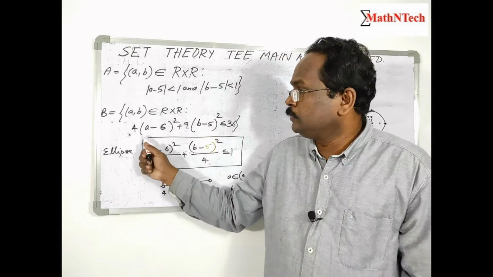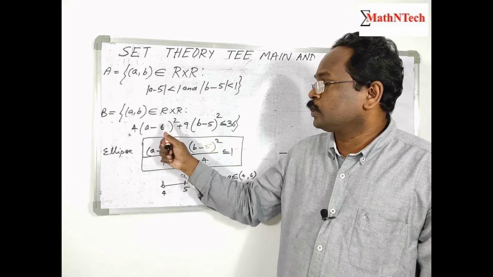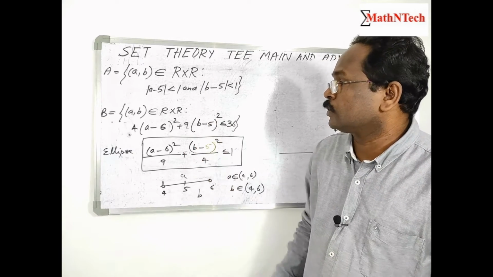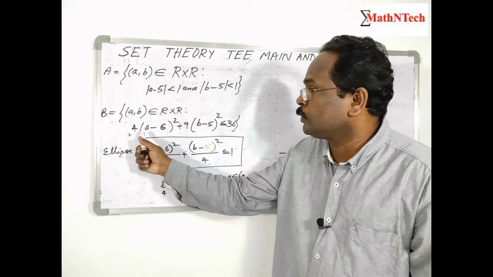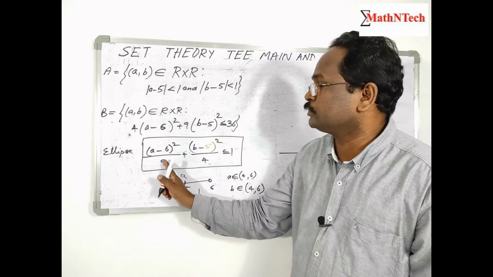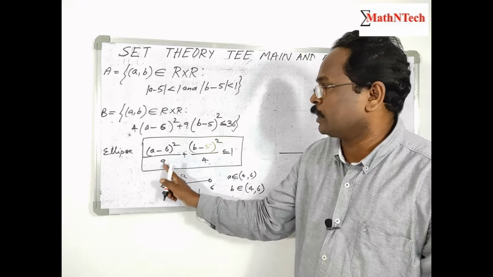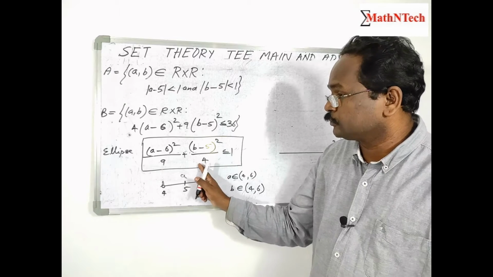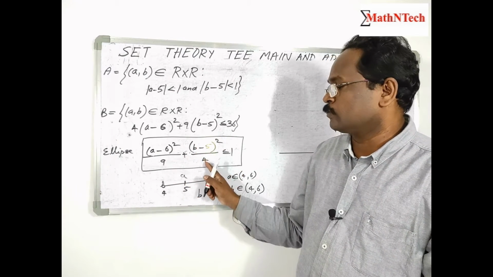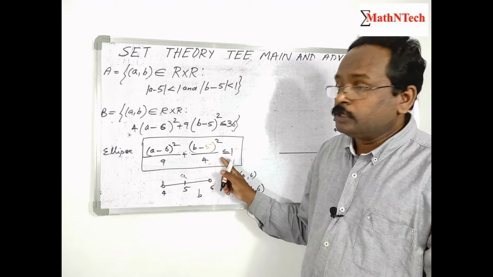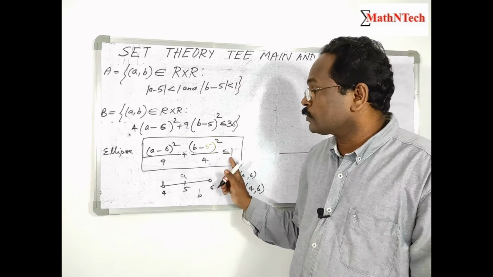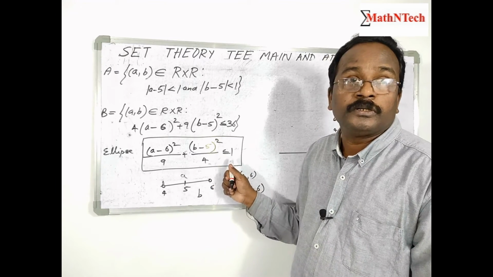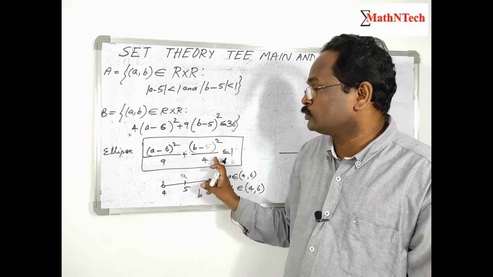Note set B. 4 into (A minus 6) square plus 9 into (B minus 5) square less than or equal to 36. Dividing throughout by 36: 4 by 36 is 1 by 9, so (A minus 6) square by 9, plus 9 by 36 is 1 by 4, so (B minus 5) square by 4, less than or equal to 1. Equal to 1 is an ellipse. Less than or equal to 1 means the interior with the boundary, so the boundary points and interior points of the ellipse.